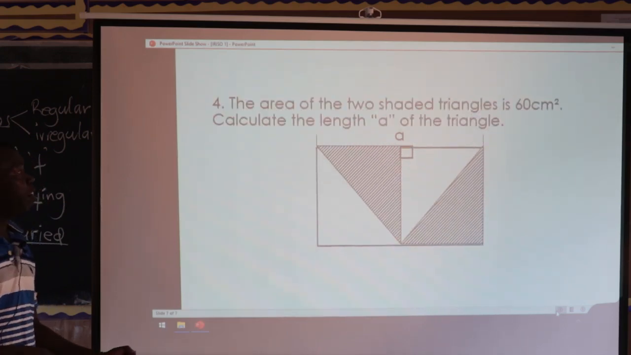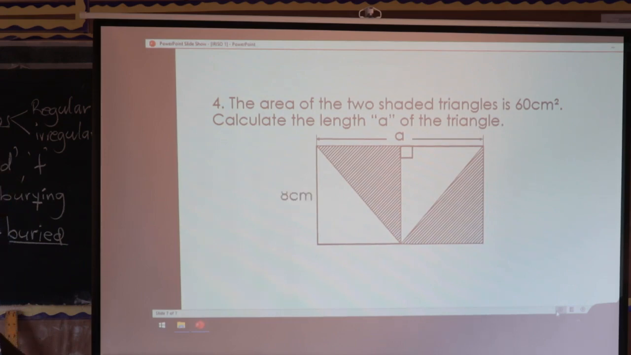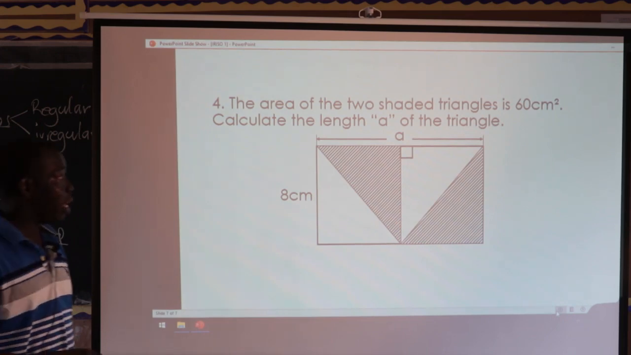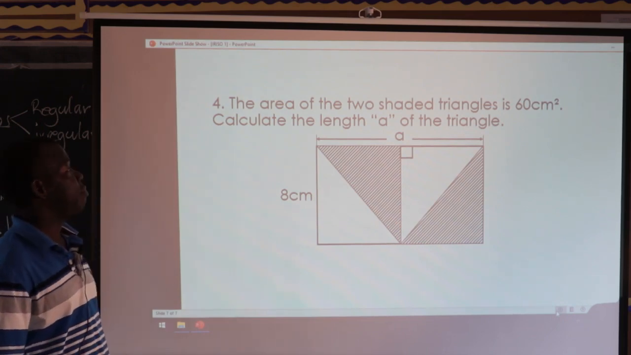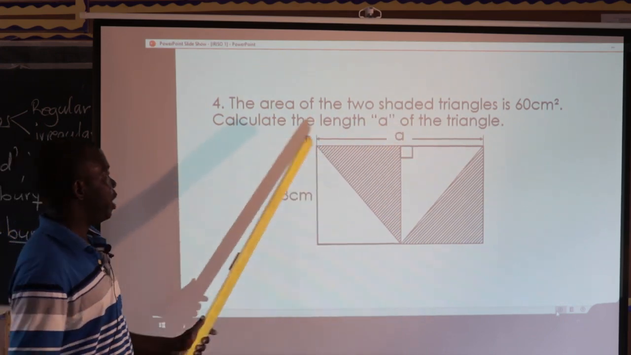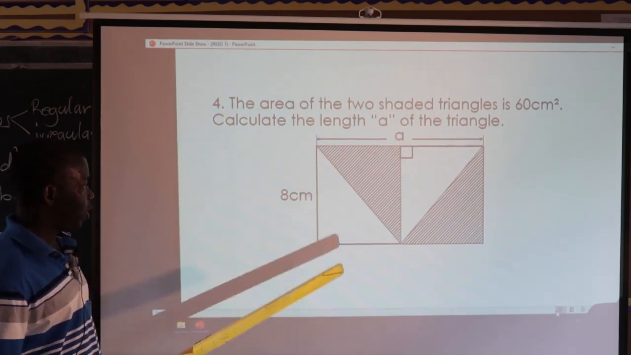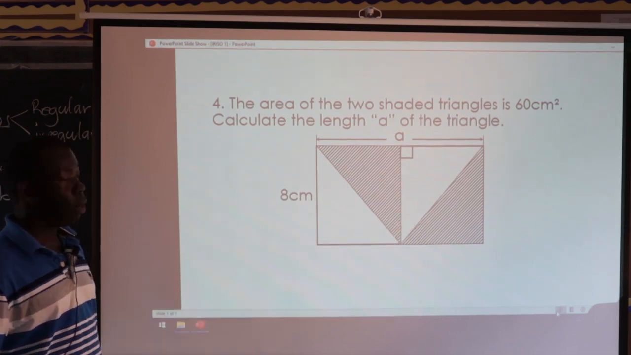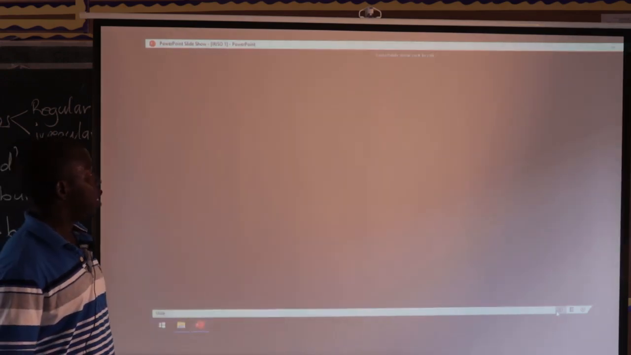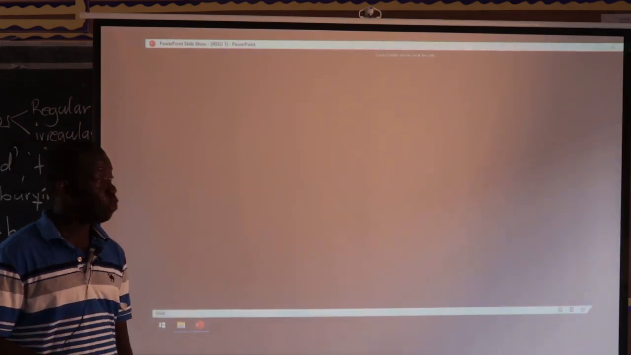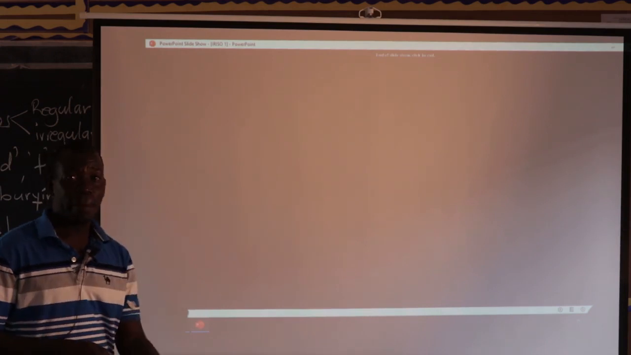Finally, we have number 4. The area of the shaded triangles is 60 square centimeters. Calculate the length of AB. From here up to here is AB. And this one is, I don't know how you'll interpret it. So that is our figure. So, dear children, that is the end of our first lesson.